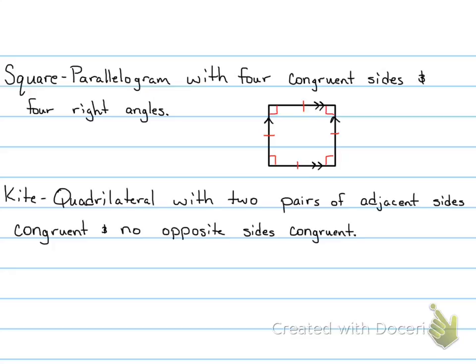A kite is a quadrilateral with two pairs of adjacent sides congruent and no opposite sides congruent. So here's our normal looking kite. The top two sides are the adjacent sides that are congruent, while the two bottom sides are the adjacent sides that are congruent there. Notice I put different amounts of tick marks on the ones that were congruent to each other.